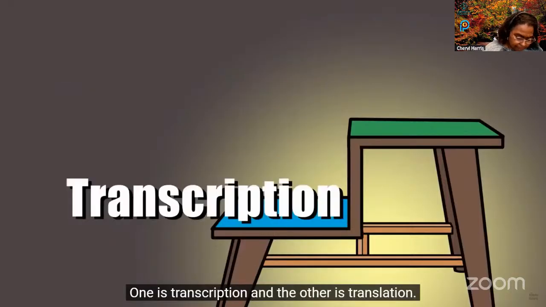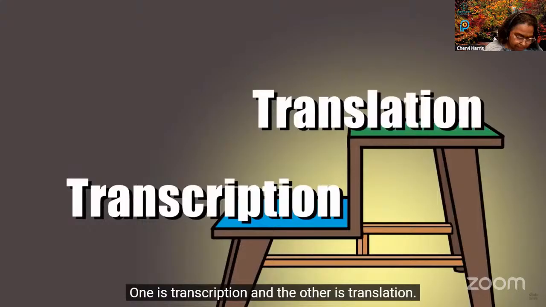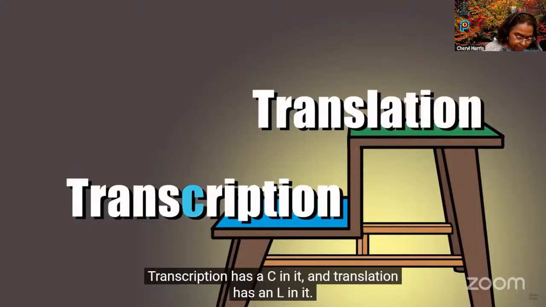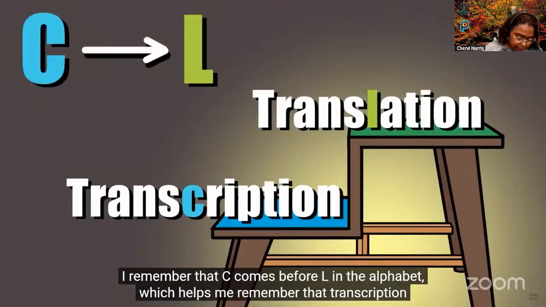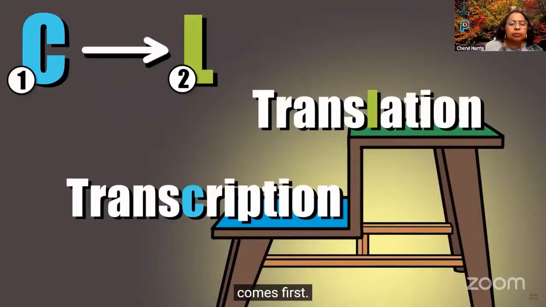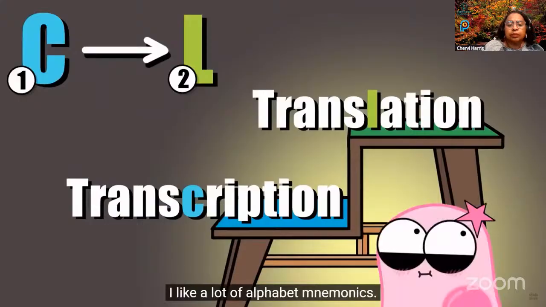One is transcription and the other is translation. Transcription has a C in it, and translation has an L in it. I remember that C comes before L in the alphabet, which helps me remember that transcription comes first. I like a lot of alphabet mnemonics.